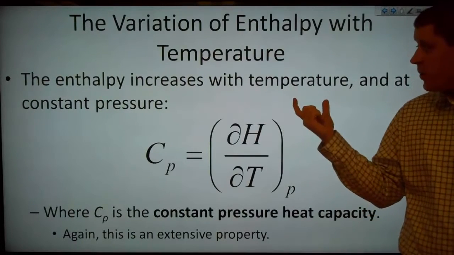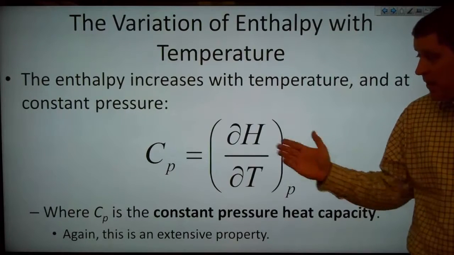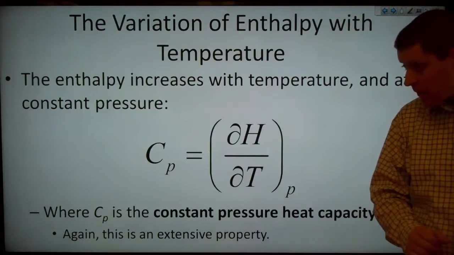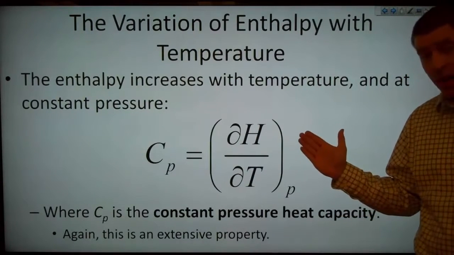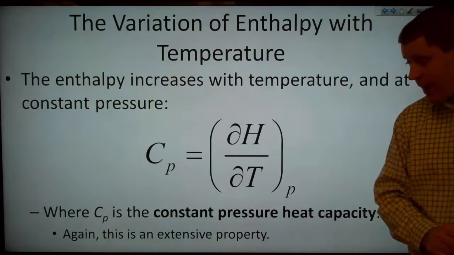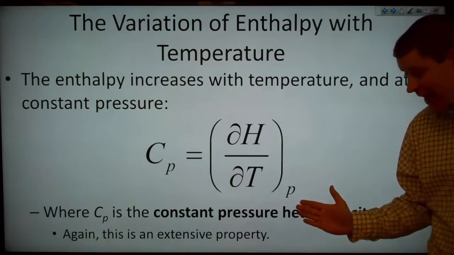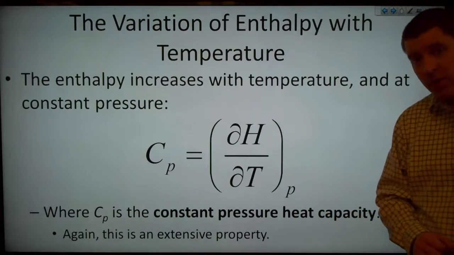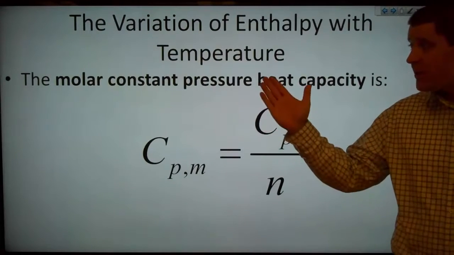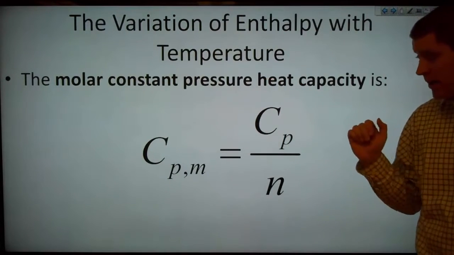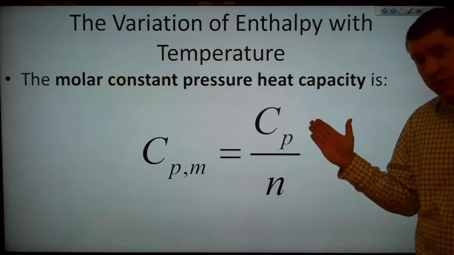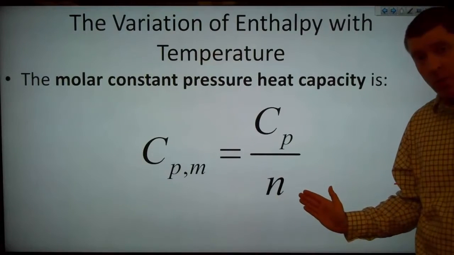Now the enthalpy increases with temperature, and at constant pressure we get this equation, where the constant pressure heat capacity, Cp, is equal to the partial derivative of the enthalpy with respect to temperature at constant pressure. And again, this heat capacity is an extensive property. It depends upon how much of our material we have. If we want an intensive property instead, we use the molar constant pressure heat capacity, Cp,m, which is the constant pressure heat capacity, Cp, divided by the number of moles n.